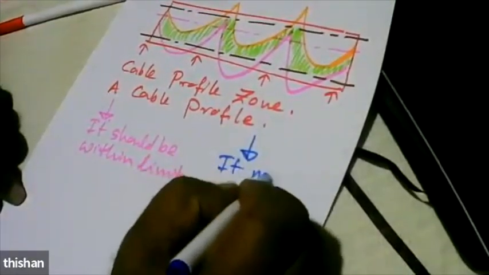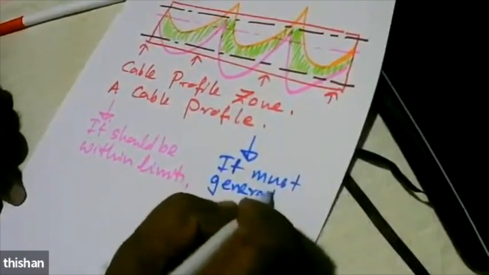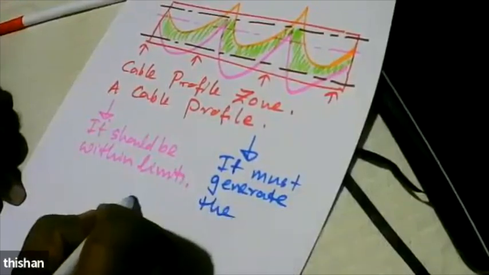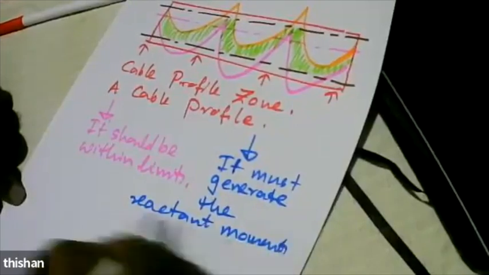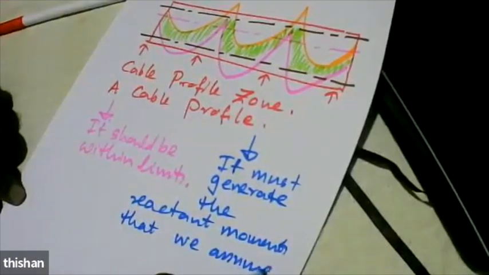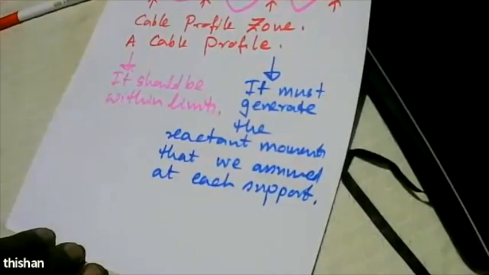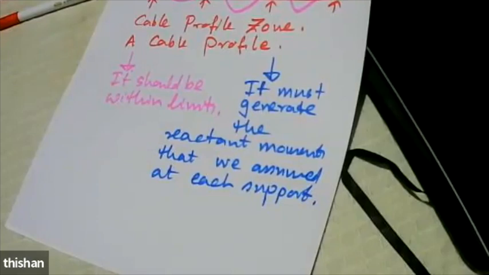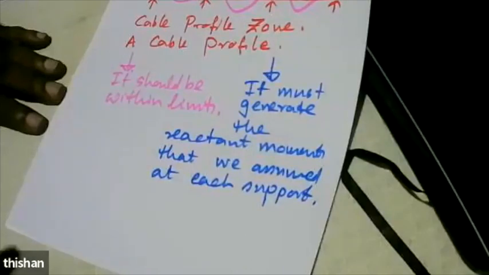It must generate the reactant moments that we assumed at each support. Because we have already fixed the reactant moments. Now you can generate something else. Then again the calculations will be repeated. So we are done with calculations in one direction.